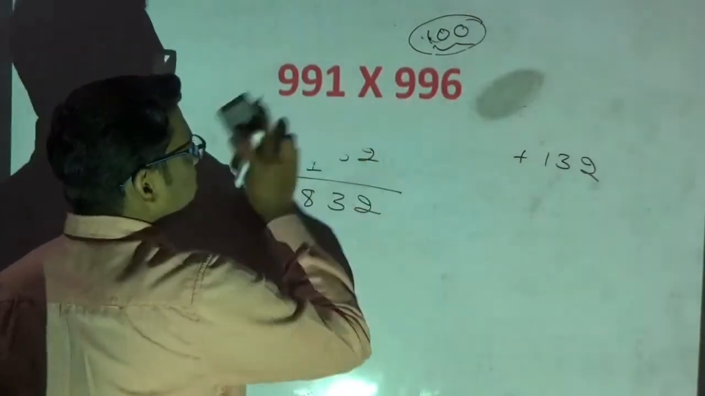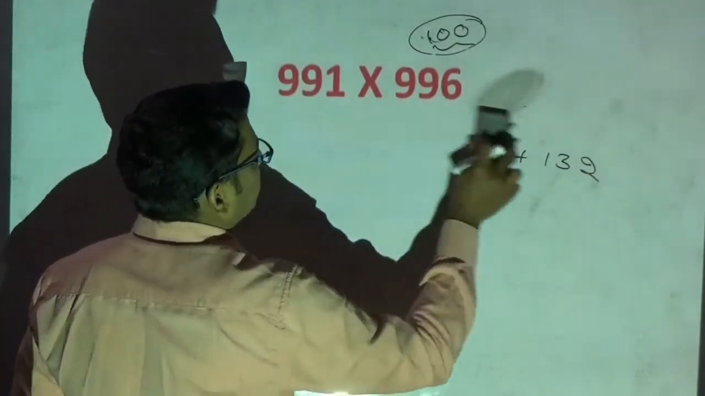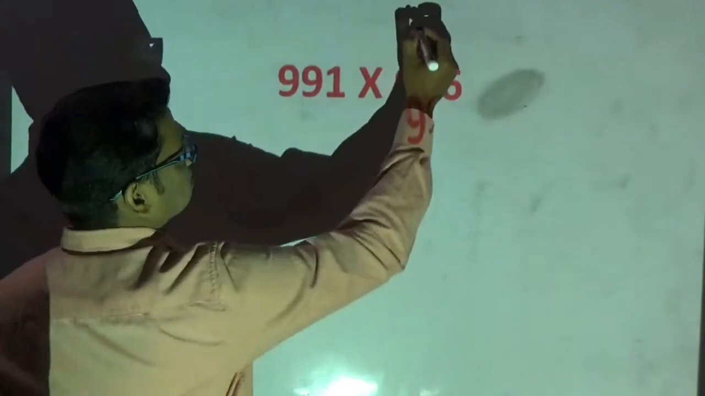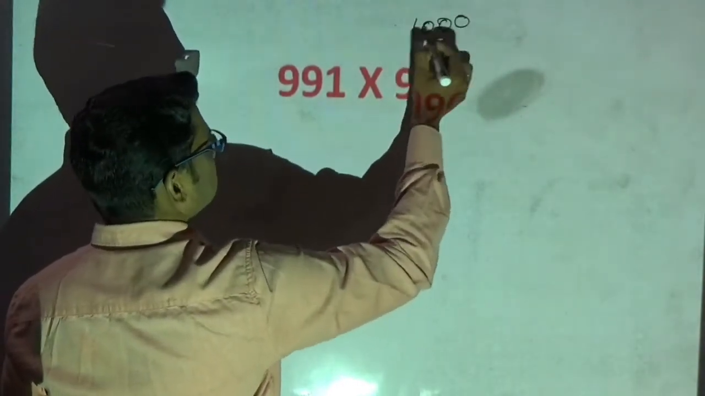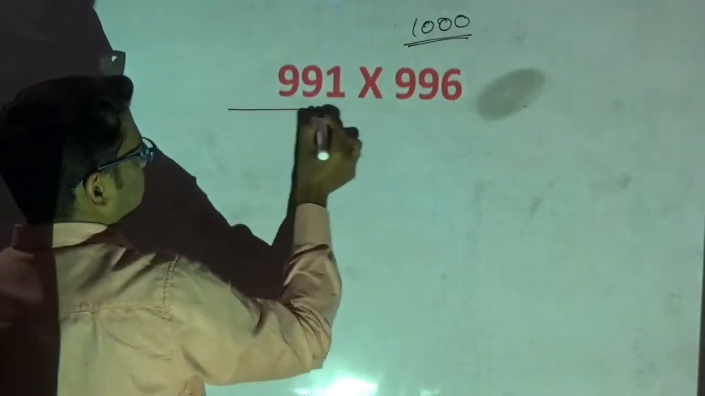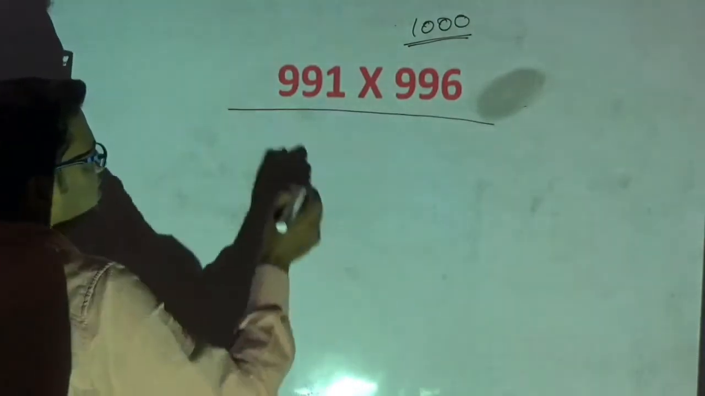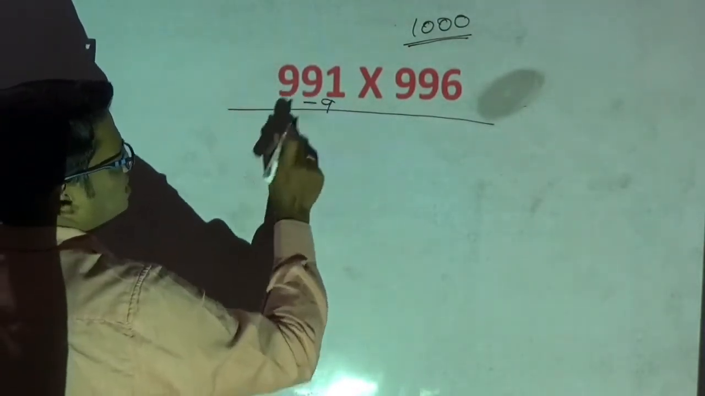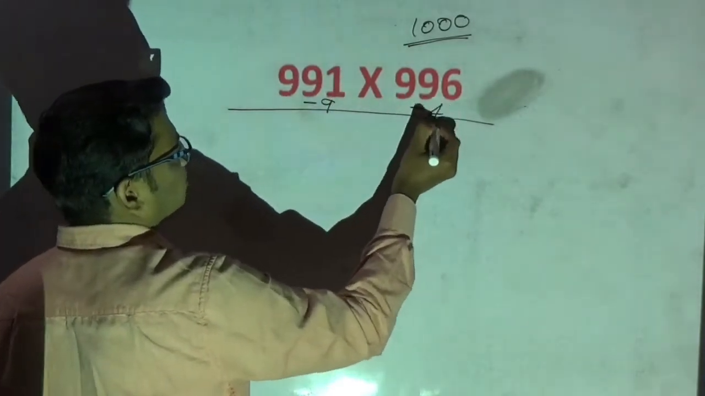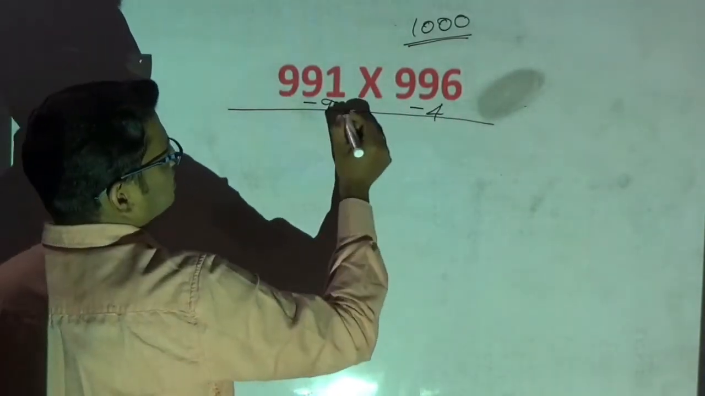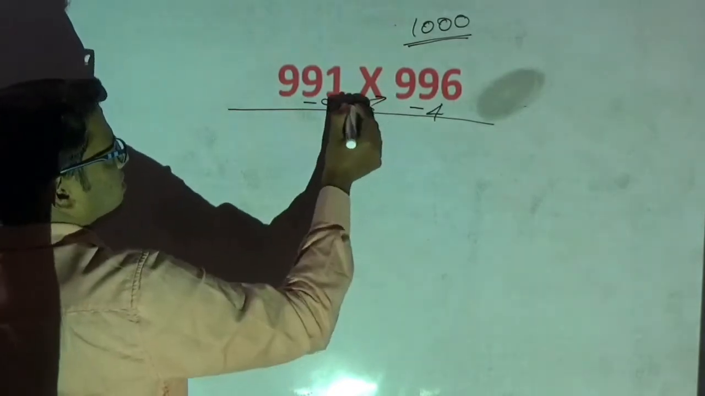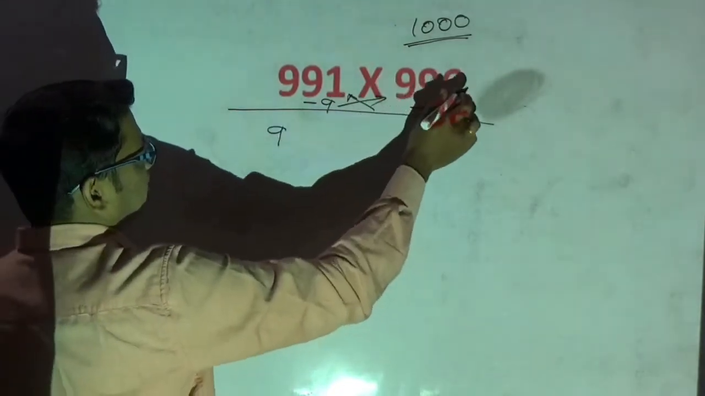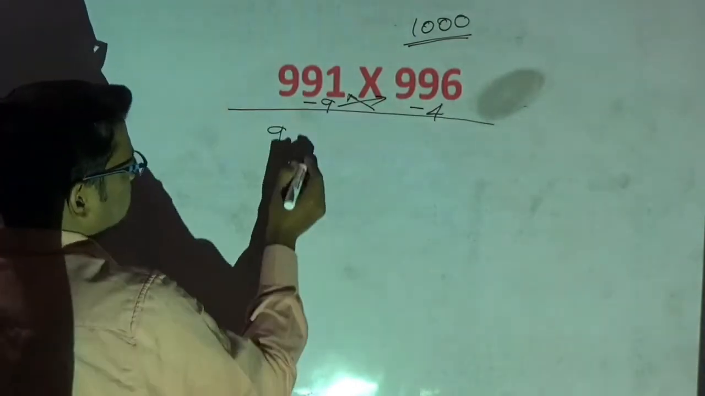Now see here, I am multiplying 991 by 996. So you can see what my base is. The base is 1000. Hope you are understanding. This number is below the base by 9, so minus 9. Below means minus. This is below by 4. Now we have to do cross subtraction, like this or like this, it's up to you. So this will be what? If you subtract 9 from 996, what will be the answer?